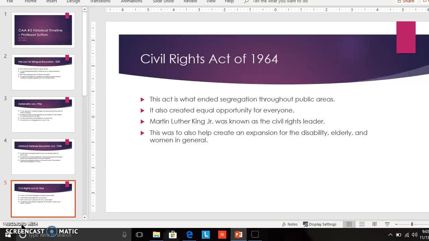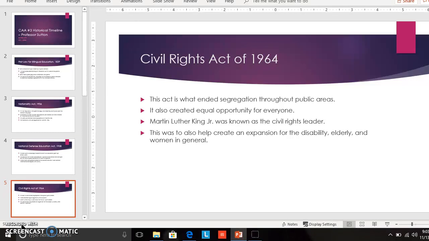This one dealt with a lot of the outlawing of discrimination based on race, color, religion, anything that had to deal with any type of segregation. This act is what ended the segregation throughout public areas, so it did give a good benefit.